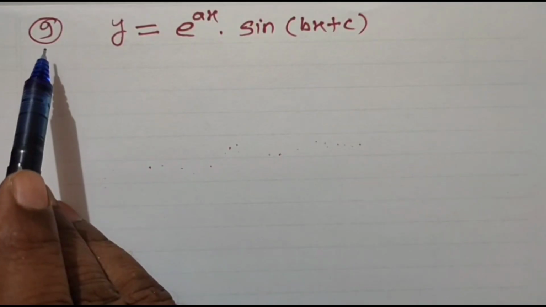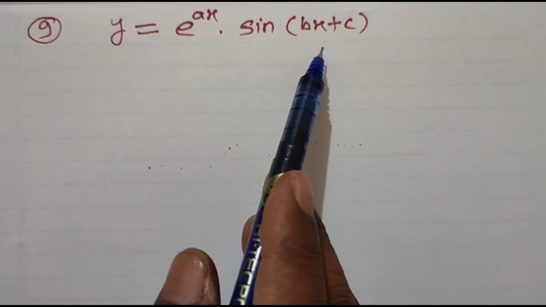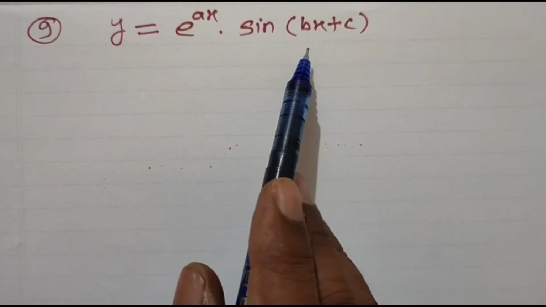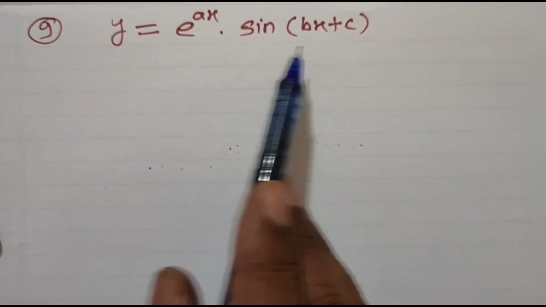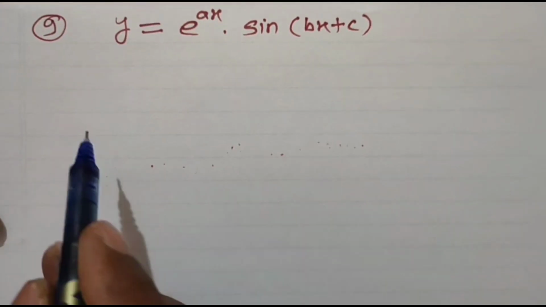Now formula number 9. This is the given function y is equal to e to the power ax into sine of bx plus c. Okay, we have to find its nth derivative. So as the usual method, first find the first order derivative, then the second order derivative, and then you can directly write the nth order derivative by using the general form.